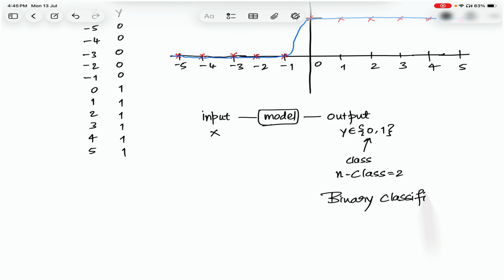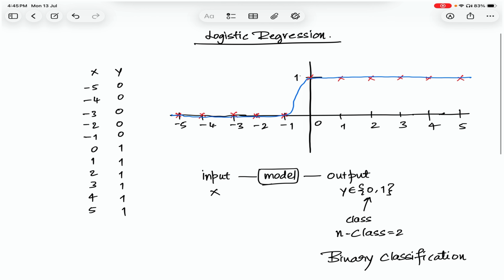Okay, let's get started. So as you can see, I have plotted the data set and the curve that we are trying to fit here. This is called an S-shaped curve, or it's called a sigmoid curve.